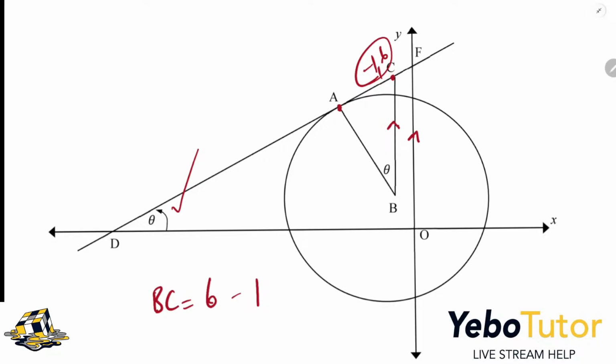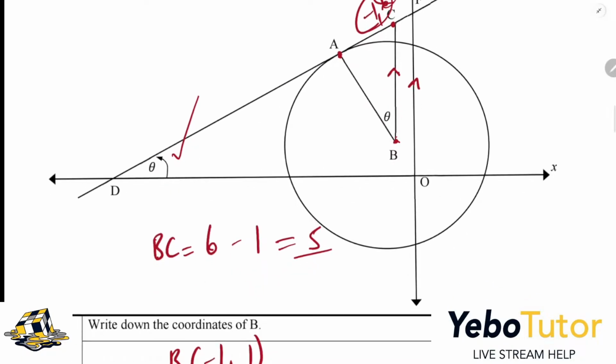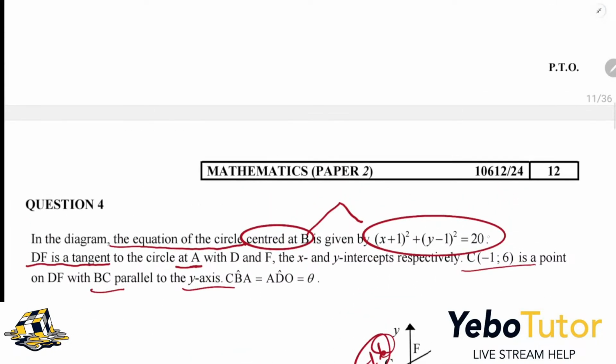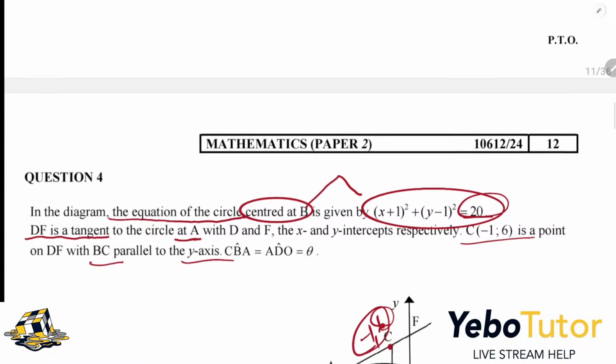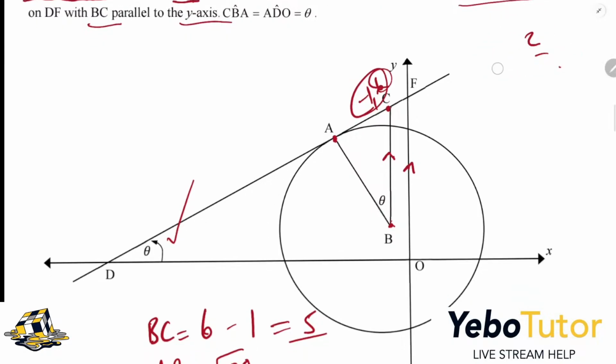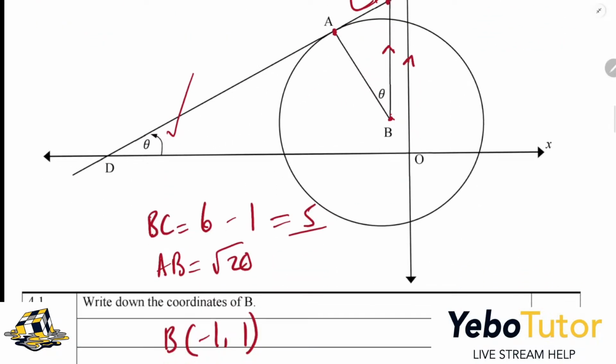Because you can see that from here to here it's given already as positive 6, but from B, the center, going there, we can see that it gives us the -1 which we had. So that's why it's 6 minus 1, which is now giving us 5. Now we can see that our AB is equal to square root of 20. Why is it 20? Because this is what we have, which is r squared, which means if we want r, we just have to square root that. So our r, which is the radius, is square root of 20.